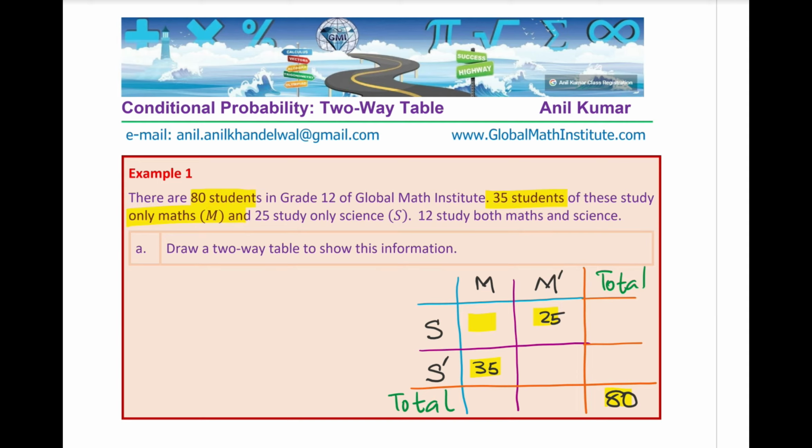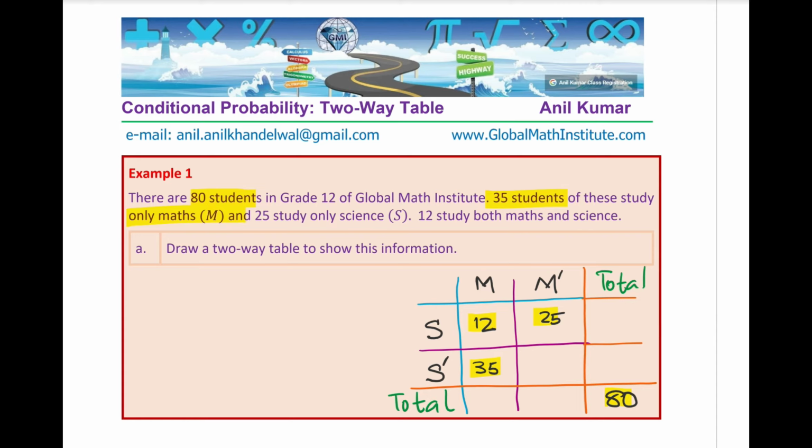And the number given to us is 12. So that is the information given to us. Now, how do we work with this information? Well, first thing, you have to find all the totals, right? So add them up and write down the totals.